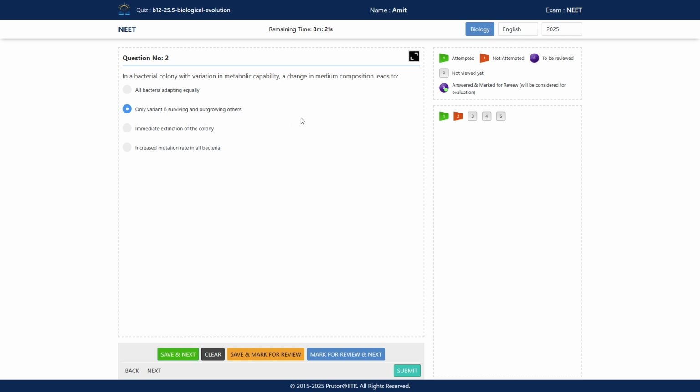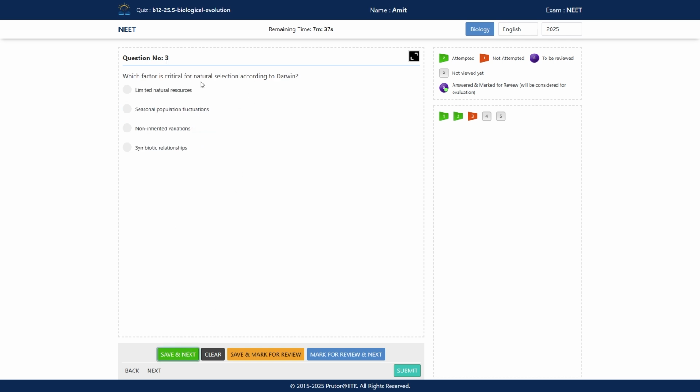Option B is the correct answer here. See, this bacterial colony has already built-in variation in metabolic capability. So if you change the composition of the media, then the bacteria which are able to better utilize the new media will be selected. So say variant B, which had this inbuilt variation, will survive and outgrow the other bacteria, because it is able to efficiently use the new media.